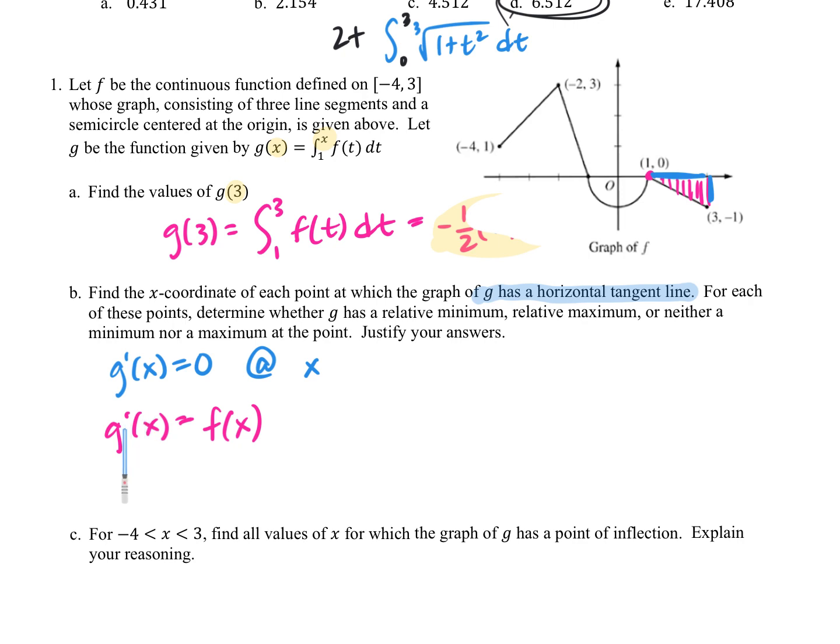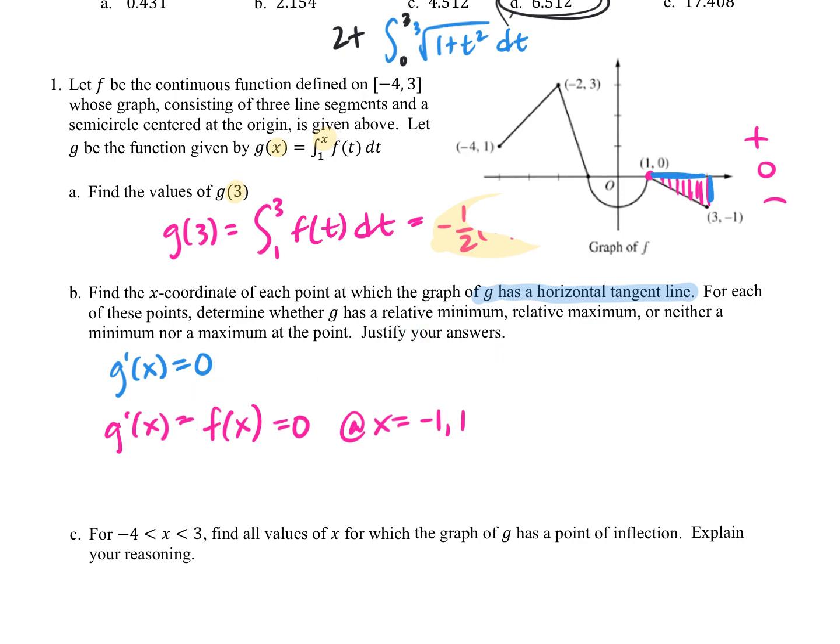So, Graham, when you said when G prime equals 0, wouldn't that be also when F is 0? Yeah. Okay. On this graph of F, where is my F equal to 0? Negative 1 and 1, right? At X is negative 1 and 1. Cool. Find each of these points. Did it. Then at those points, at negative 1 and 1, tell if we've got a relative min, max, or neither.